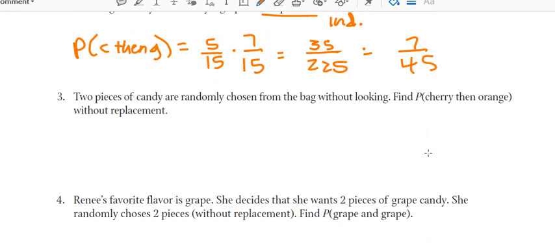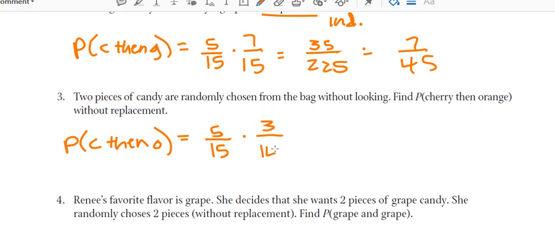Well, in the next one, we've got without replacement. So this is going to be the probability of cherry, then orange. So probability of cherry is still 5 out of 15. The probability of orange now is there's 3 oranges, but there's not 15 candies now, there's only 14. So that's going to give us 15 over 210, which simplifies to 1 over 14.